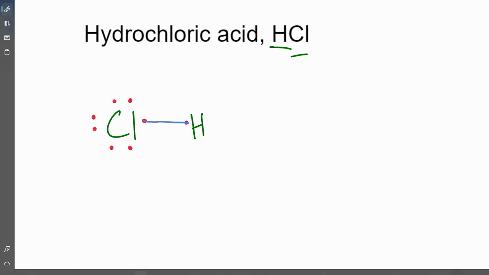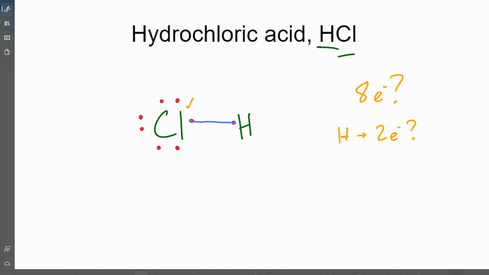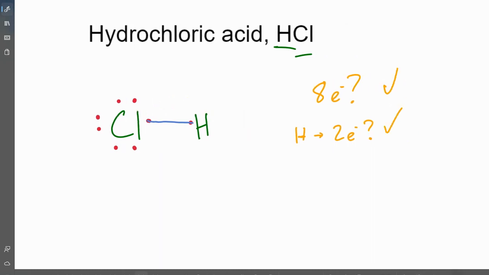The only thing left to do now is see if there's 8 electrons on everything, but for hydrogen to see if there's 2 electrons. For hydrogen, is there 2 electrons on all of these? So chlorine, well, there's 2, 4, 6, and this bond counts as 2, so 8. Chlorine is good. Hydrogen, well, we only need 2 on the hydrogen. It's right next to this bond, and this bond counts as 2, so hydrogen is good. All right, that tells us that we are good, and this is our final Lewis structure.